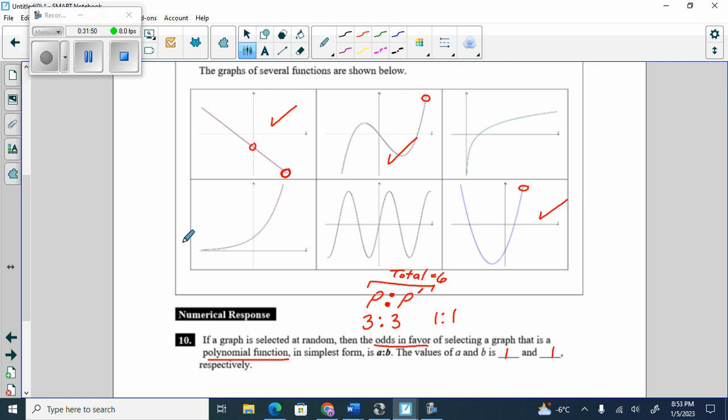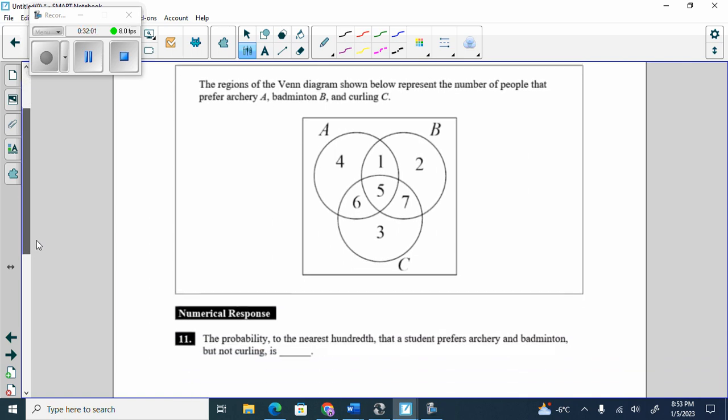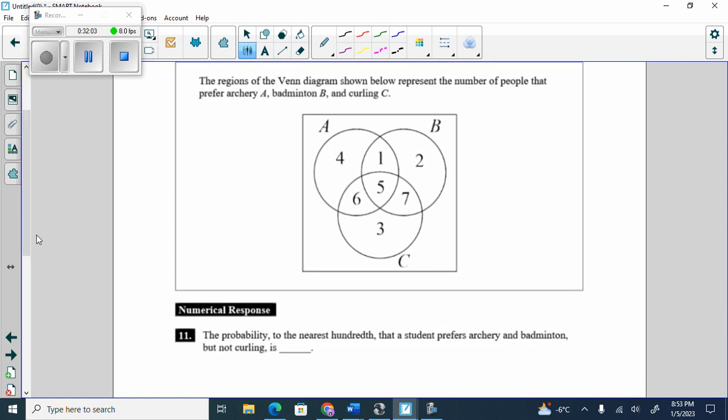So that's from the polynomial unit, but also the probability unit, so you see how they can hook units together. So here we have the region of a Venn diagram shown below represents the number of people that prefer archery, A, badminton, B, curling, C. Now it looks like a blatant 3-circle Venn diagram question. And it is a probability though. So we're going to need it over total.